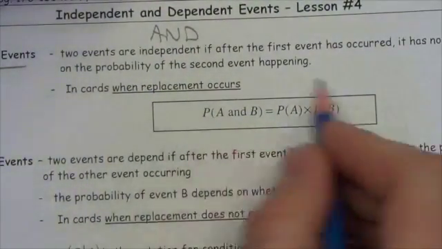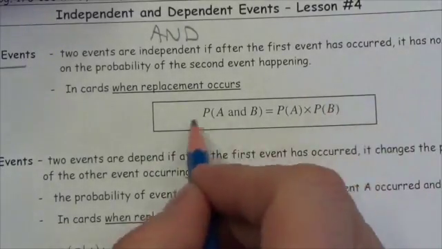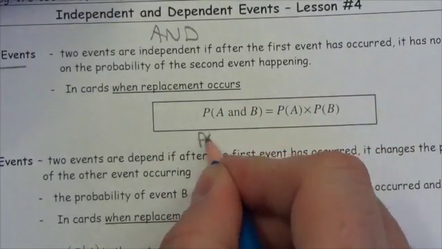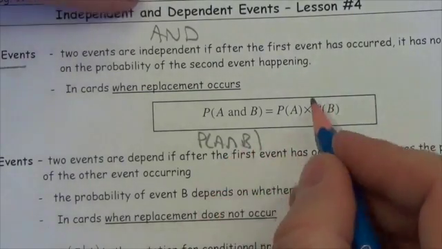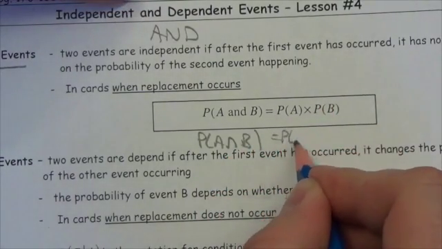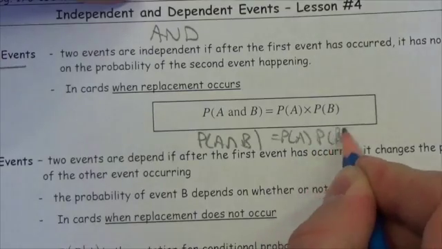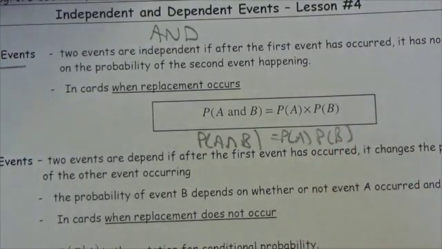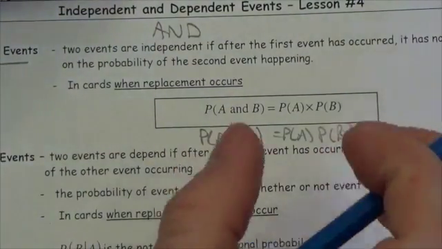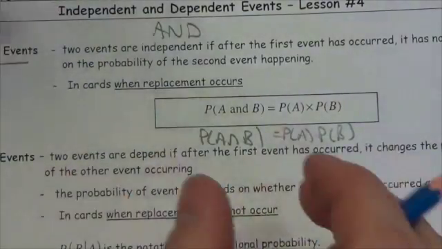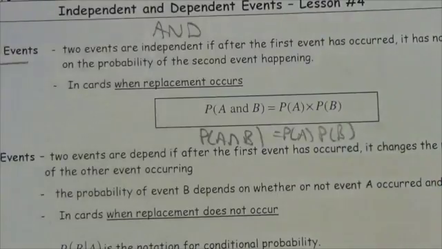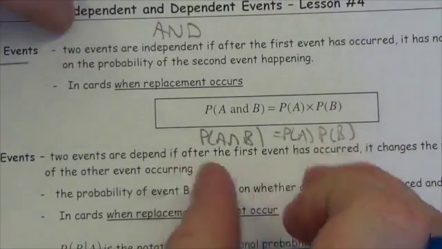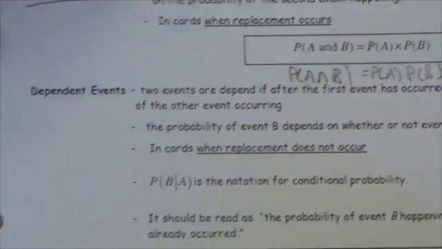Now, the formula for independent events is that the probability of A and B, and we might want to think of it as the intersection, is going to be the probability of A multiplied by the probability of B. So we just multiply the two together. If that's the result for A and B, that's independent events. Or if you know the events are independent, that's how you get the probability of A and B.